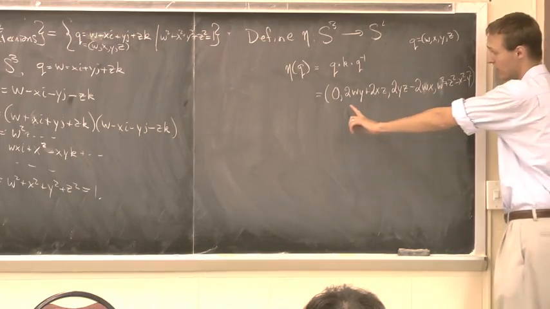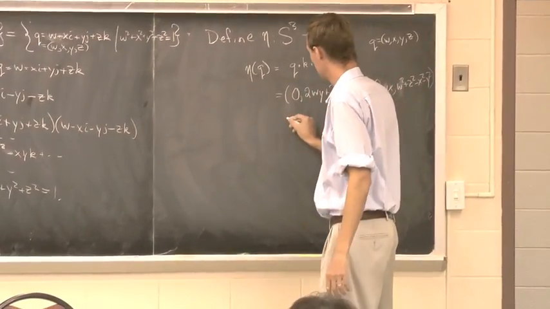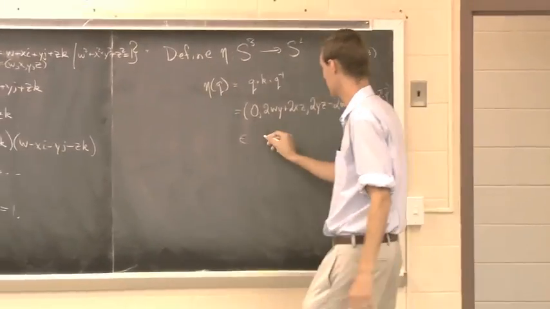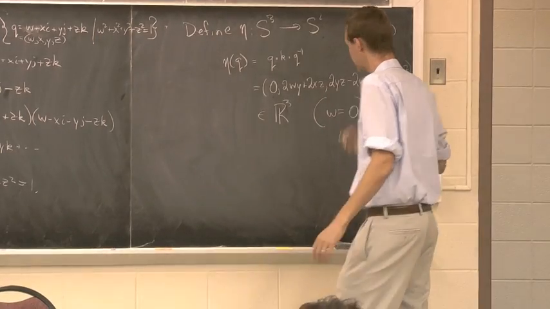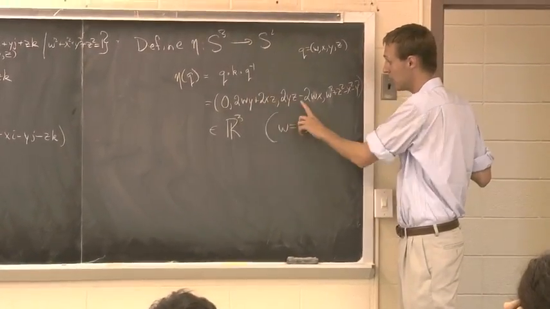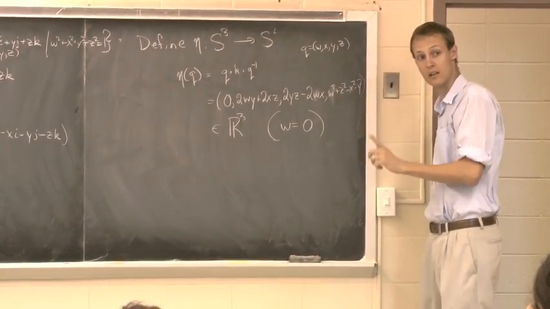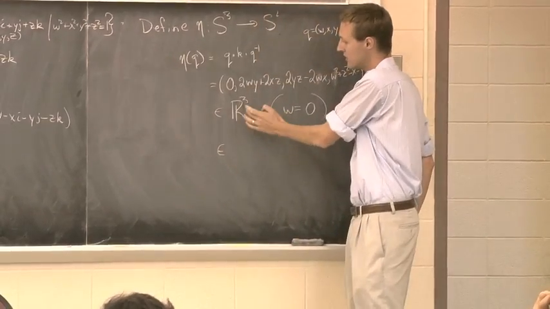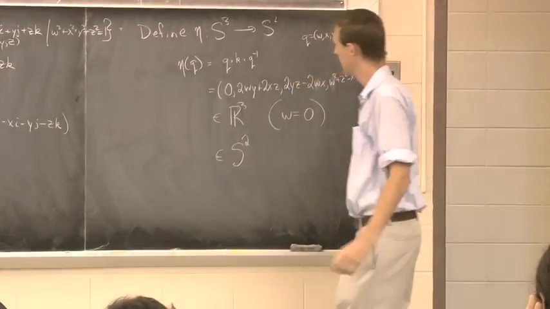And what you can see, first of all, the magic here is that the first coordinate is always 0. So this lies in the 3-dimensional subspace where w is equal to 0, so R3. And what you can check, moreover, is that if you square each of these numbers and add up those squares, you'll get exactly 1. So in fact, this is a point whose distance from the origin in R3 is 1, so this is in the 2-sphere.